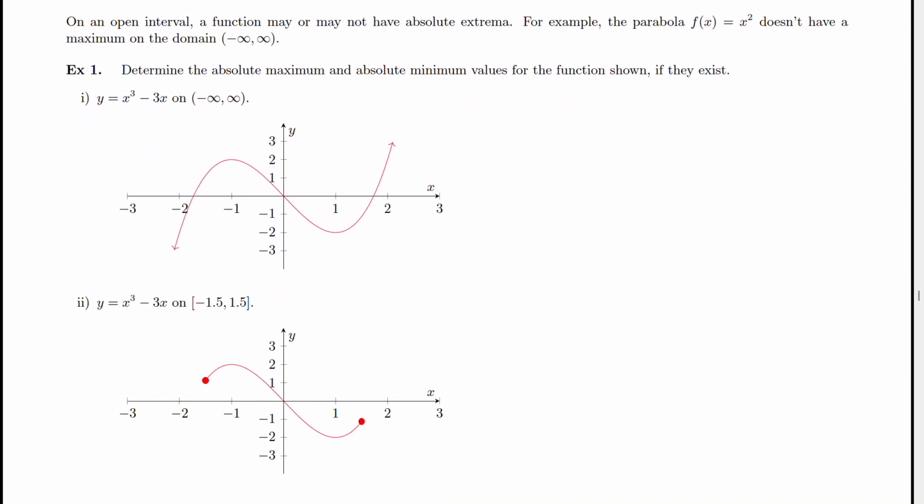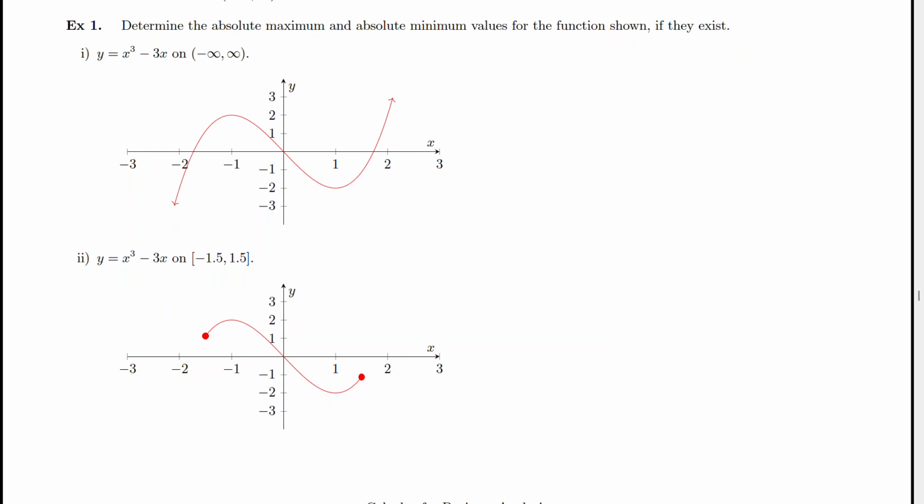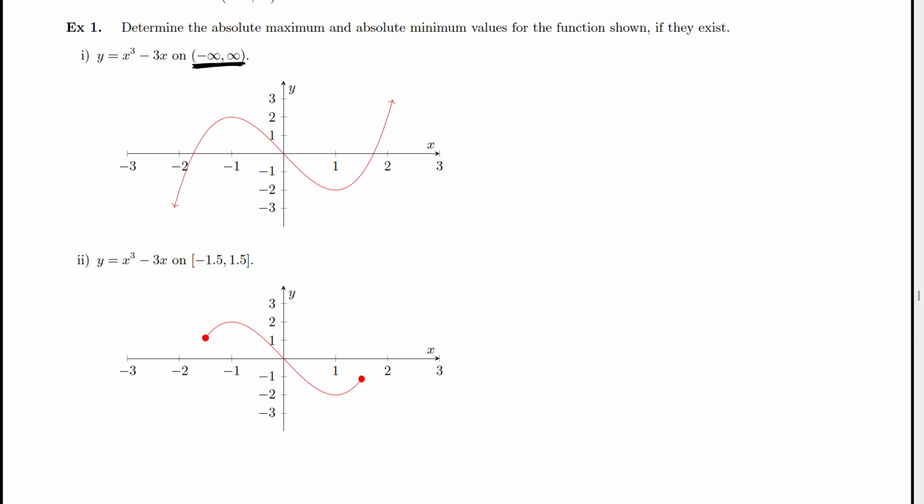So let's practice finding the absolute maximum and minimum given certain functions. This is example number 1. It says determine the absolute maximum and absolute minimum value of the function shown, if they exist, because again, the function may or may not have a maximum or a minimum. We begin with y equals x cubed minus 3x, and what's important in these problems is to always pay attention to the interval they're describing. In this case, they're saying look at the function over the real number line, from negative infinity to positive infinity.